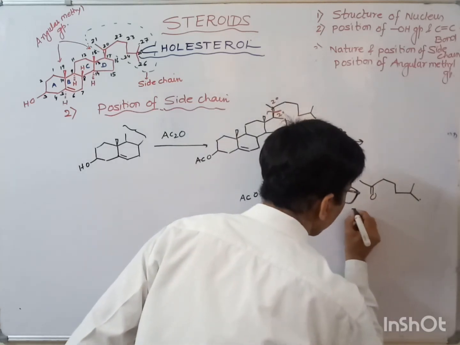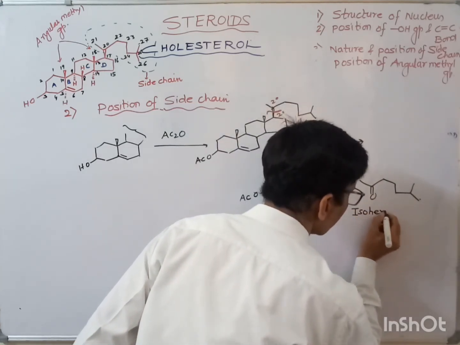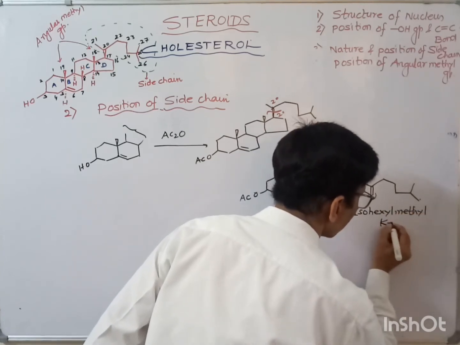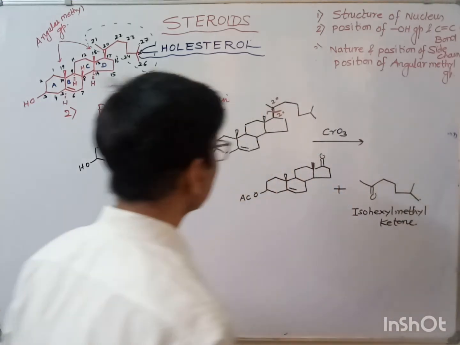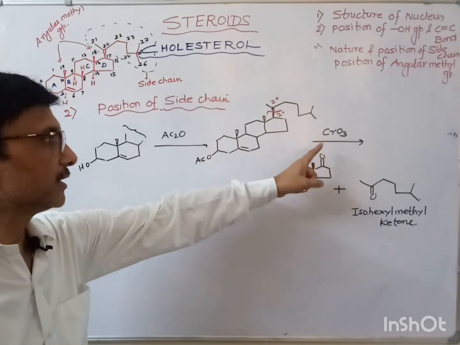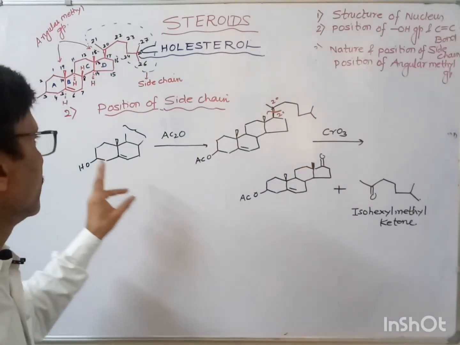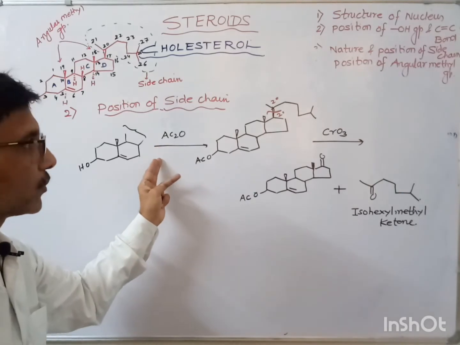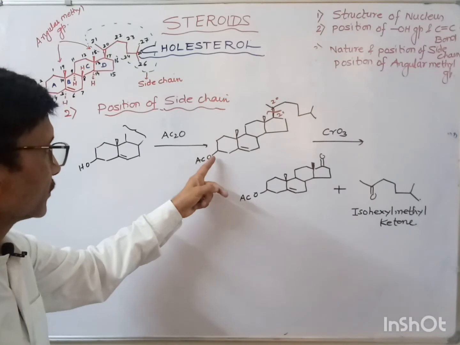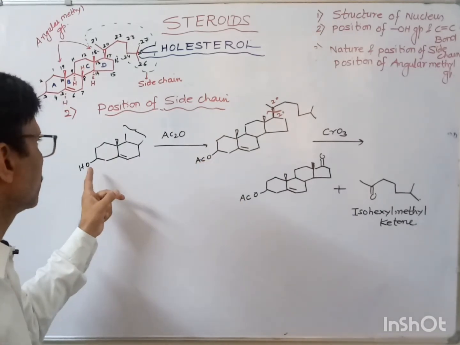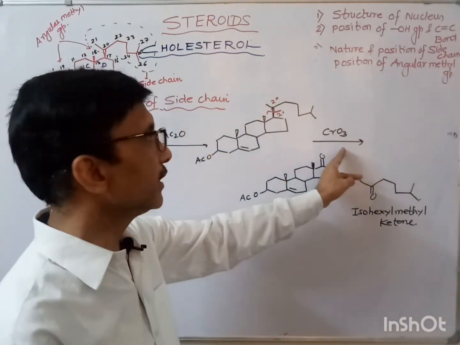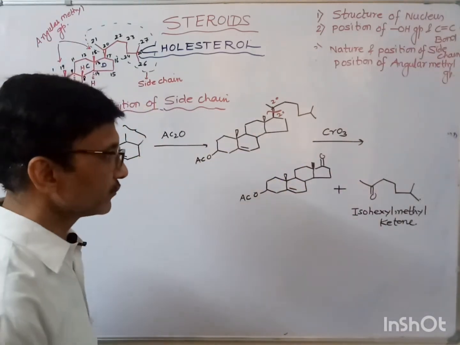So what was obtained? Isohexyl methyl ketone. First of all, what we have done is acetylation, then this was treated with chromium oxide. And why was acetylation done first? Because if we do the chromium oxide oxidation directly, then at the third carbon this OH would also be converted into a keto group. That's why first acetylation followed by chromium oxide oxidation was done.